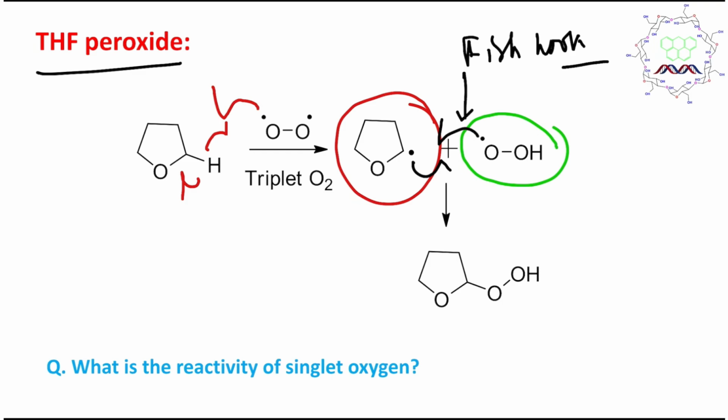In the next step, these two radicals combine together, and students, remember, this is a fish hook arrow. It signifies the movement of a single electron. In this way, the covalent single bond will be formed, and ultimately this is a peroxo compound. So this is the THF peroxo derivative.